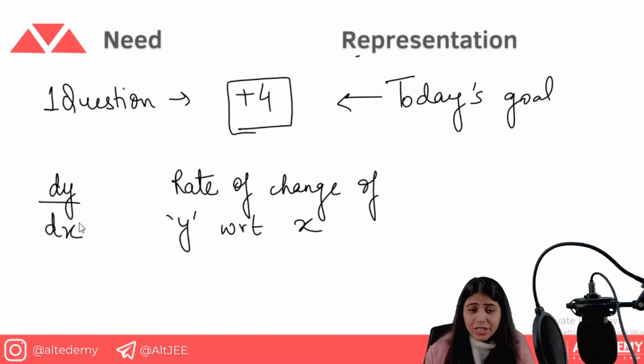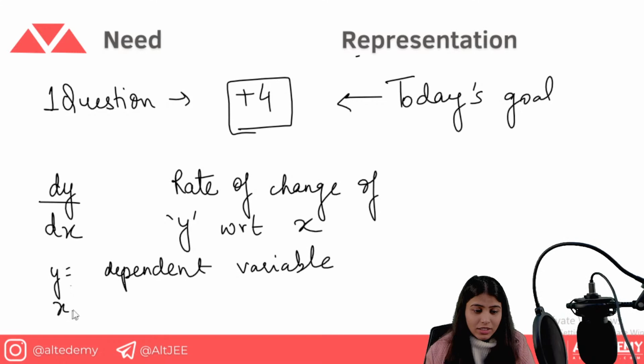But we need to do something more here. We are working with the variables y and x. So what do we need to find out? In dy by dx, y is the dependent variable, whereas x is the independent variable, okay?